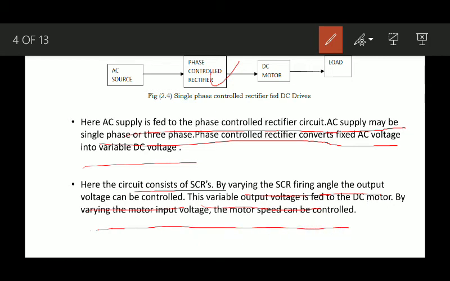The output voltage of the phase control rectifier is controlled by the firing angle alpha. On the basis of this alpha, the output voltage can be controlled. The controlled output voltage is fed to the input of the DC motor, and the speed of the motor can be controlled.